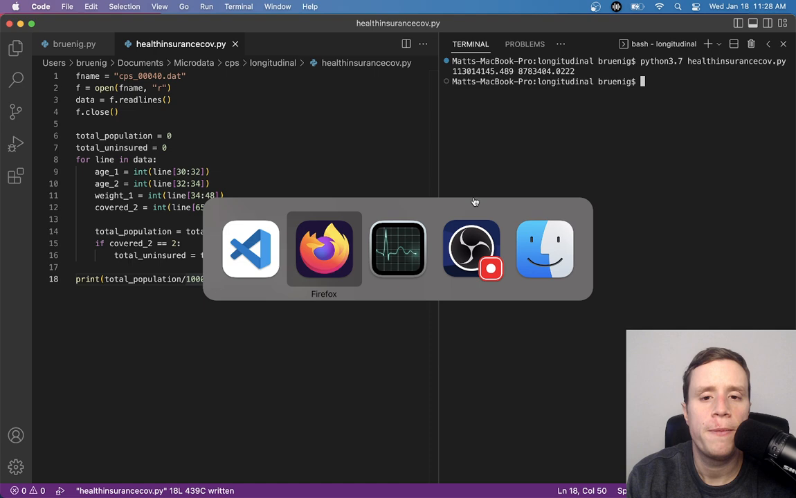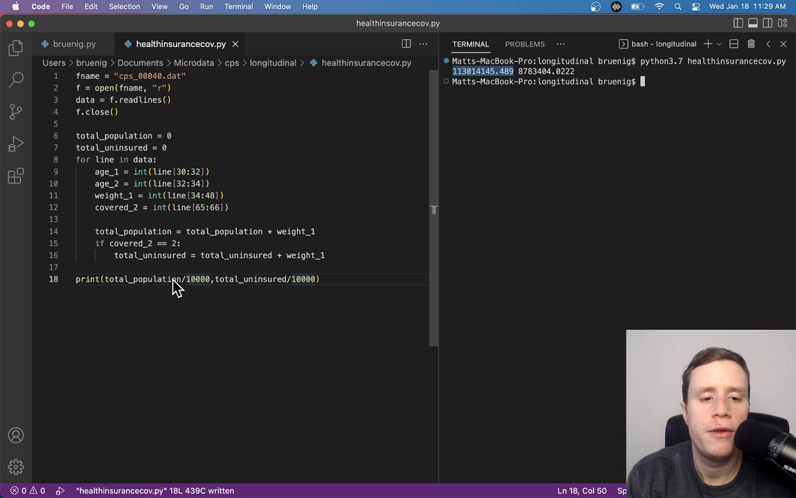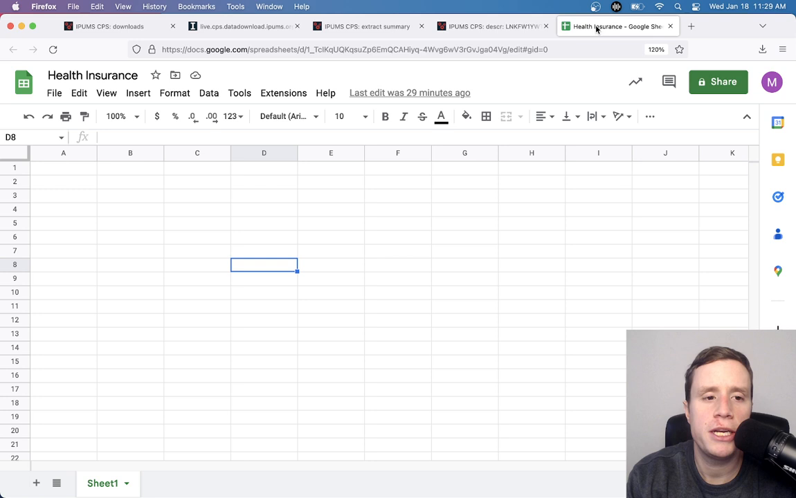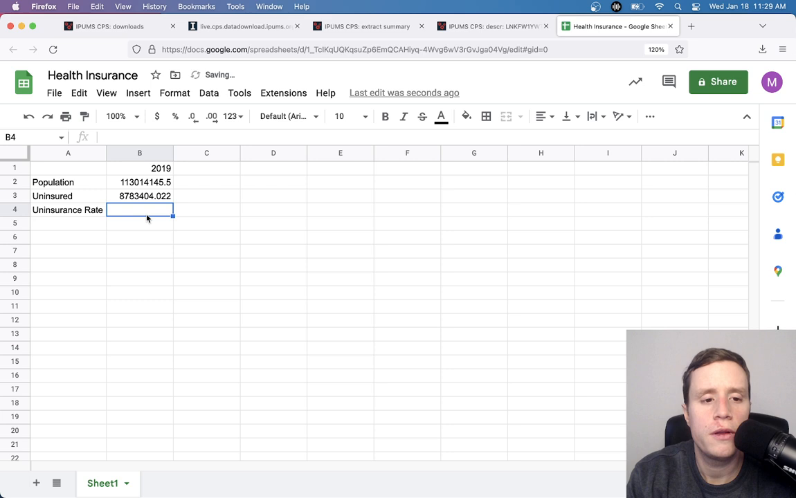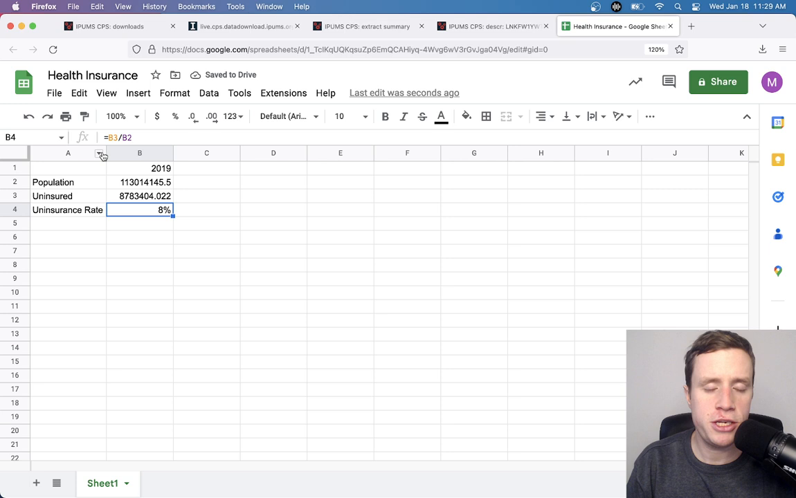So this number right here is the total population in the sample. Again, it's not a full sample because not everyone is interviewed in both months. And then this is the uninsured, okay? So I'm going to just dump that into my spreadsheet here. For 2019, we have total population, uninsured, and then we'll say uninsurance rate. All right. There we go. It's 8%. So 8%, when they ask them in 2019, they say, are you insured right now? In March 2019, this month, as we speak on the phone right now, do you have insurance? 8% of people said no.